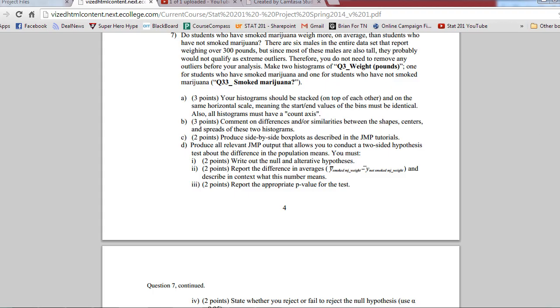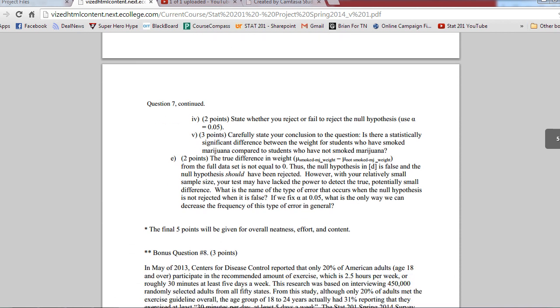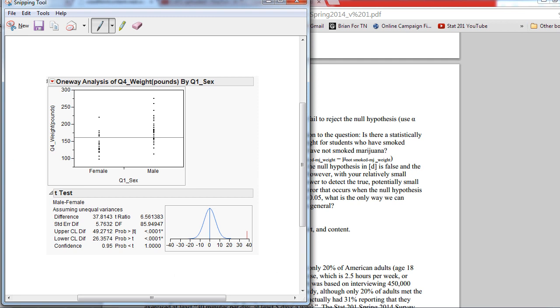Next question. Do we reject the null? Yes, definitely, because our p-value is below 0.05. Carefully state your conclusion. Is there a statistically significant difference between the weights? Definitely. With a p-value below 0.00001, I have statistically significant evidence to state that the true mean for males is greater than the true mean for females. I have very strong statistical evidence for that.